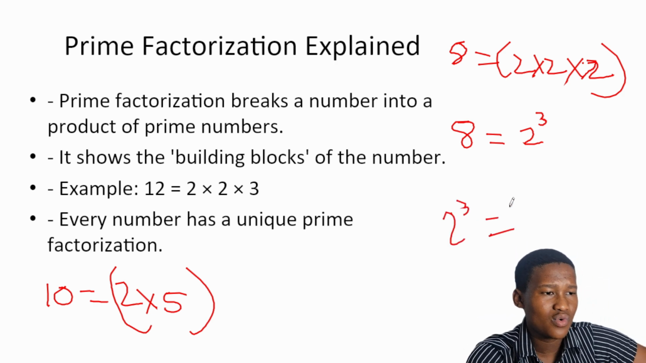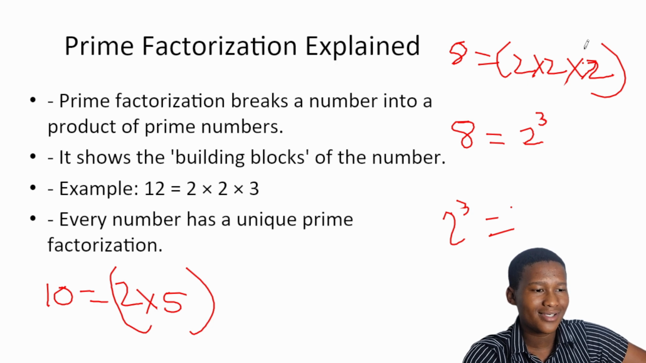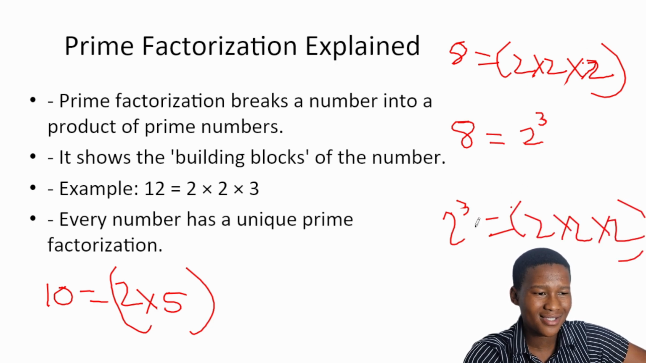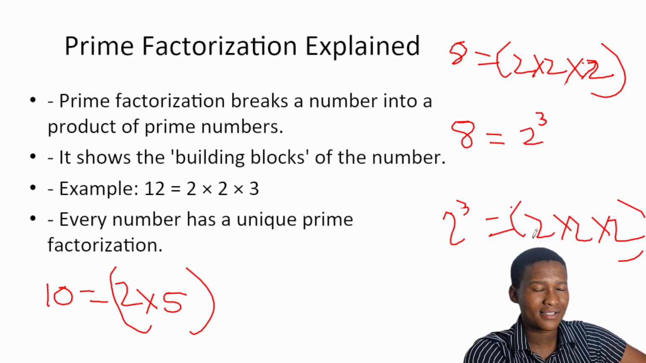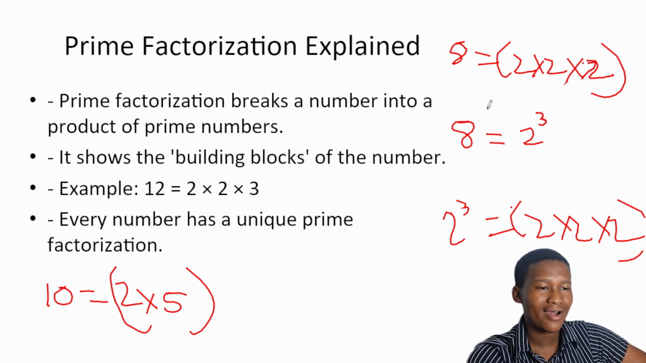And 2 times 2 times 2 is the same thing. If you know exponents, you know this and this are the same thing. That's basically prime factorization, breaking a number into a product of prime numbers. So I broke 8 into 2 times 2 times 2, where 2 is a prime number. And then I can write it as 2 to the exponent of 3.